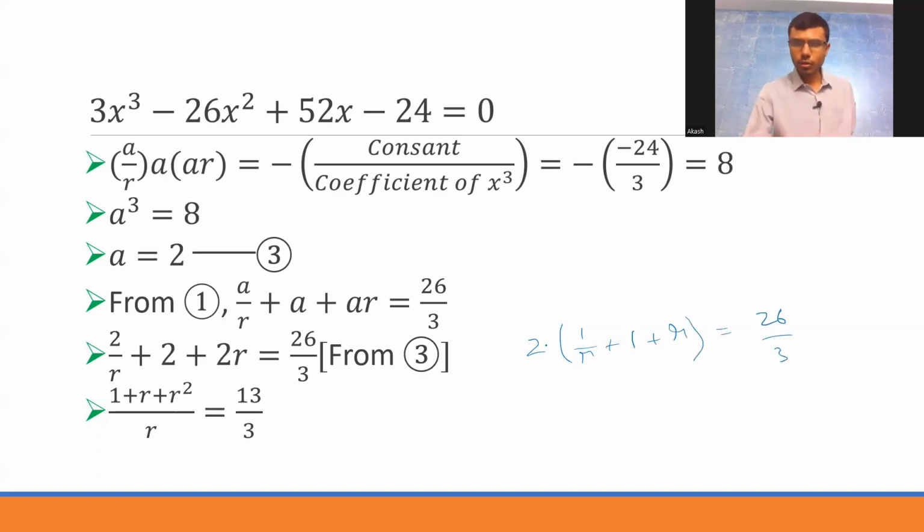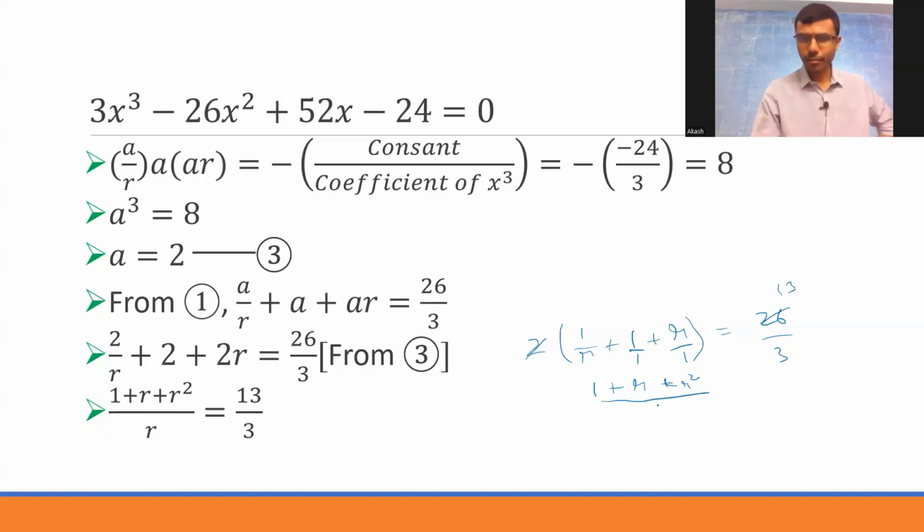Now 2 ones are 2, 2 thirteens are 26. Next, if I take the LCM, I'll get 1 plus r plus r square over r. Since it is by 1 and by 1, multiply r to both: 1, then 1 into r, and also r into r, giving 1 plus r plus r square.